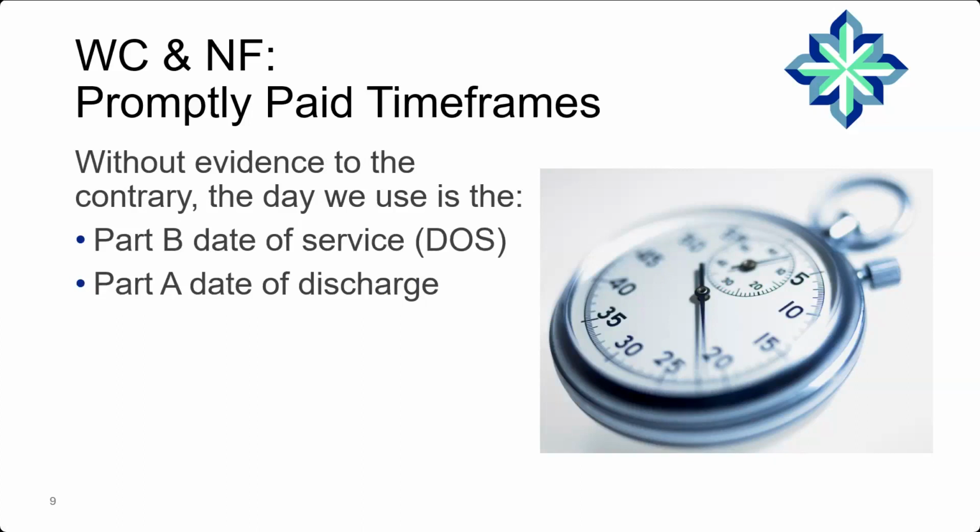For workers' compensation and no-fault, without evidence to the contrary, the day we use for Part B is the date of service, or for Part A is the date of discharge. What types would be evidence to the contrary? The fact that you filed a different claim over 120 days ago, but now you're having a second claim, maybe you're doing a follow-up, and the first claim still hasn't been paid or no decision has been made on that. That would be an example of what evidence to the contrary is.